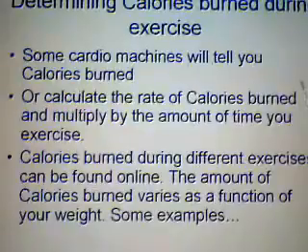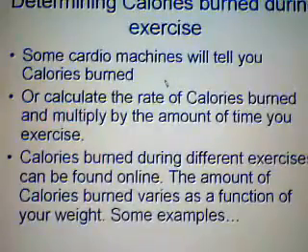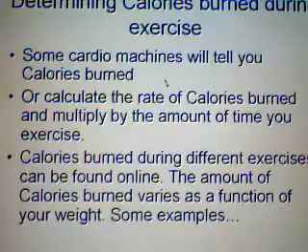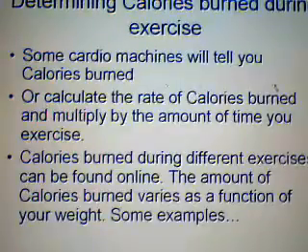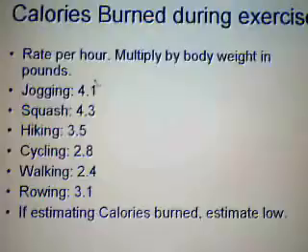Now we have to know how to determine calories burned during exercise. Some cardio machines will tell you this when you do your workout, but you might have to calculate the calories you burn. So depending on the exercise you did, you'll have to look up how many calories are burned during that exercise. The amount of calories that you burn varies as a function of your weight. So I'll give you some examples. So you look up these numbers here. What you do is you multiply this constant by your body weight, and that gives you a rate of calories burned per hour.